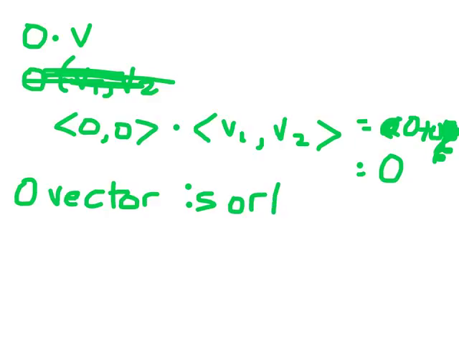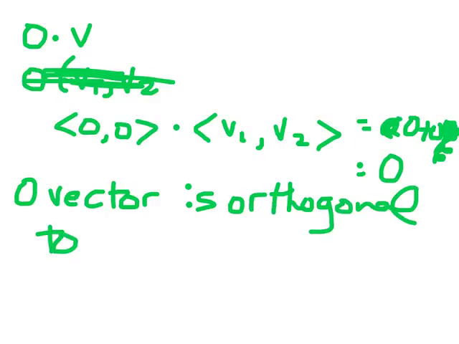That's one of the rules that you'll see listed under properties of the dot product. The 0 vector is orthogonal to any vector. Okay?